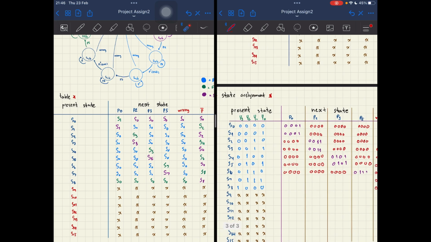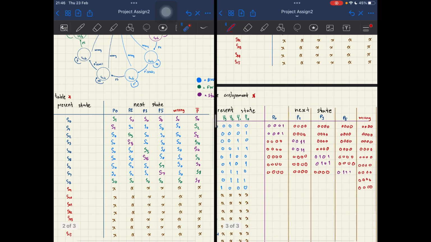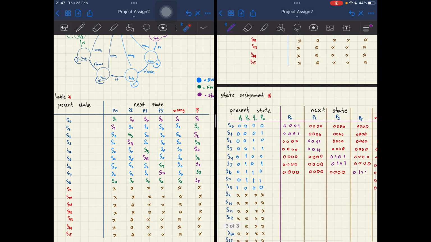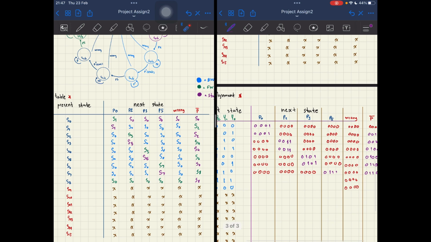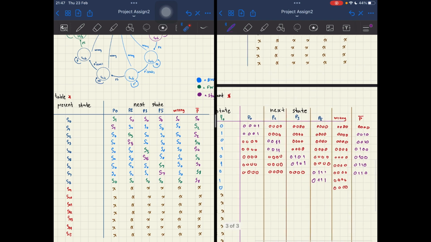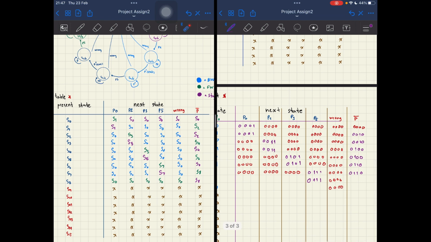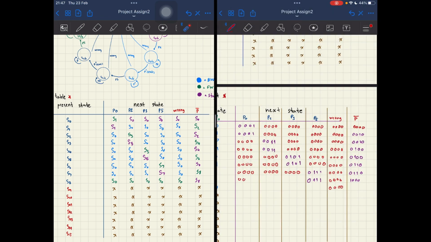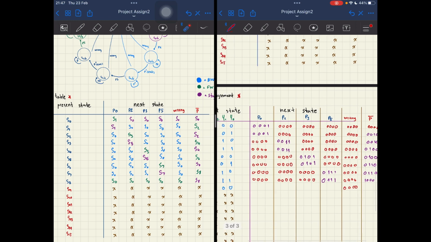State 7. If you press 5 you will stay in state 7. State 7 is 0 1 1 1. If you leave the button you will go to state 8, which is 1 0 0 0. And the other cases here are the same, 0 0 0.